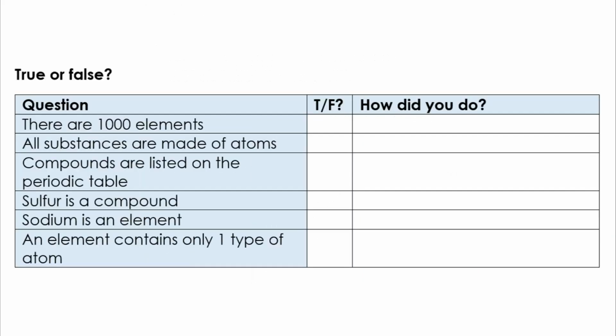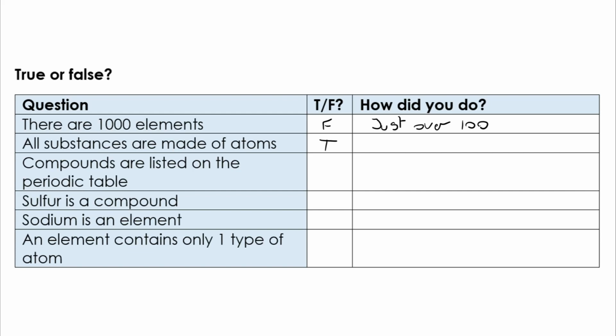Okay, next task. Just to get you thinking about some of the key ideas, see how you do with the true and false. And let's take a look at the answers. There are not 1,000 elements. There are just over 100. A few are still being discovered at the moment, but the numbers are not going to rise significantly.